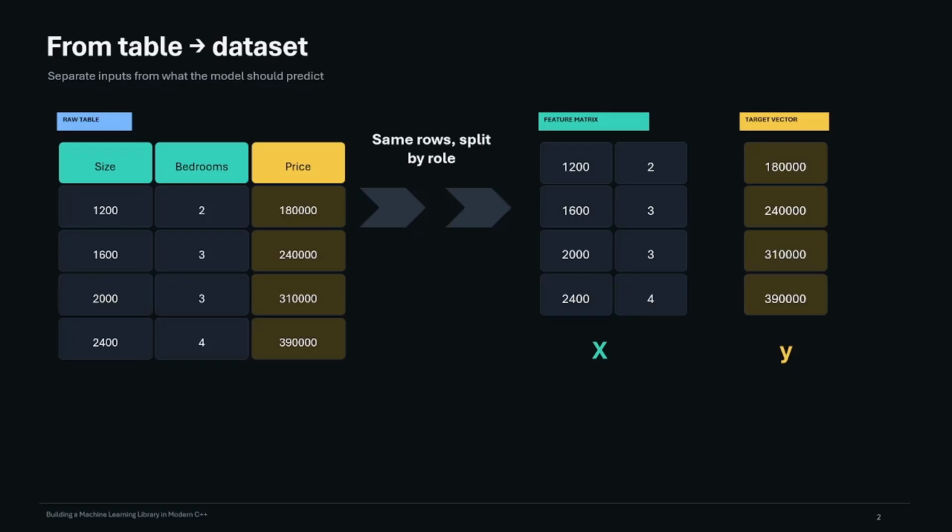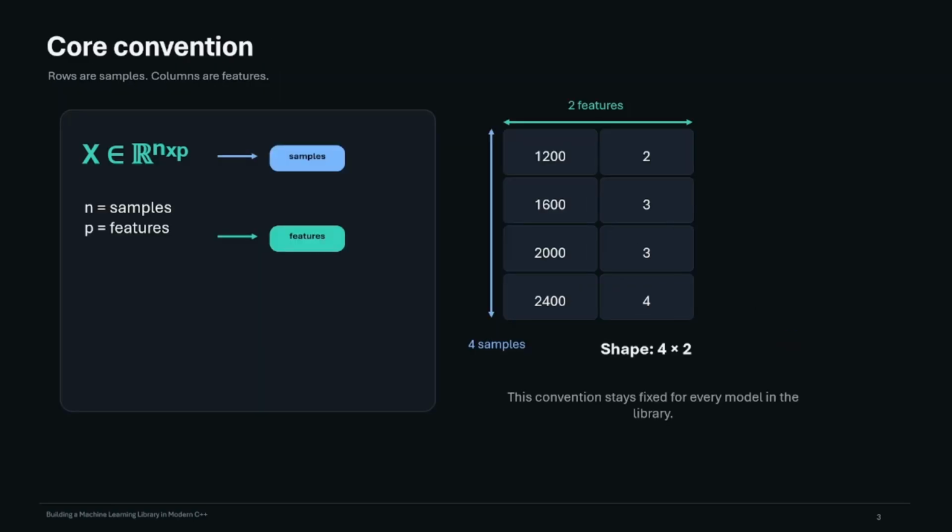So X can be defined as features we are giving the model to predict something. In this case, it's size and bedrooms. And our target, which is y, is what we're trying to predict. So what is target? Target is the price. We want to separate these into features, which is X, and target, which is y. And every row in a data set or table is a sample. So we have four samples here.